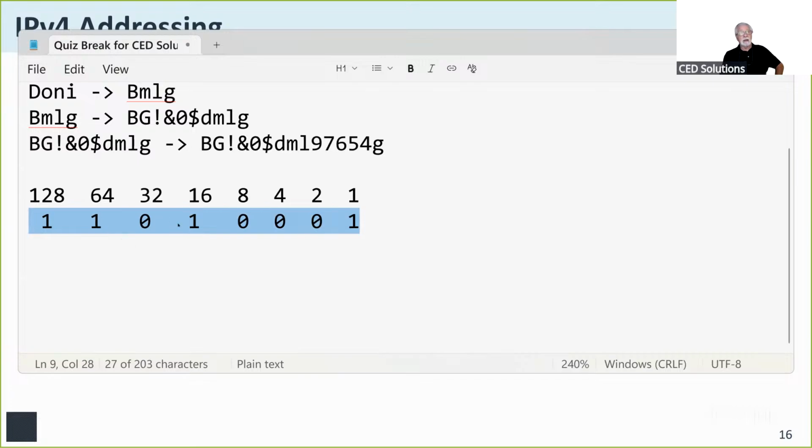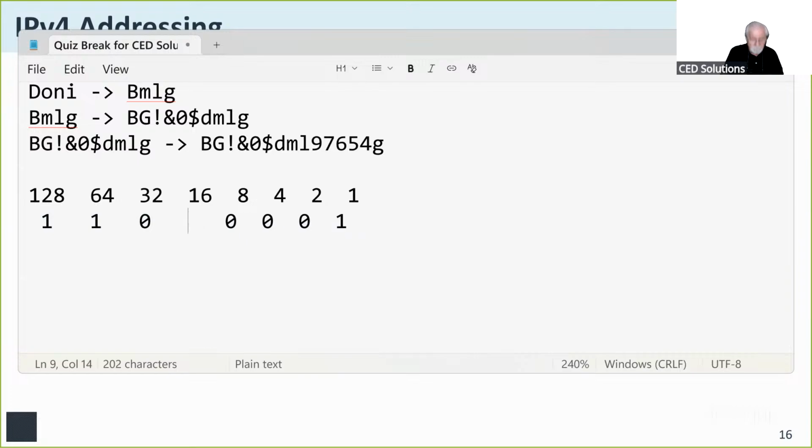Now let's say that I do this. What is the decimal equivalent of that?